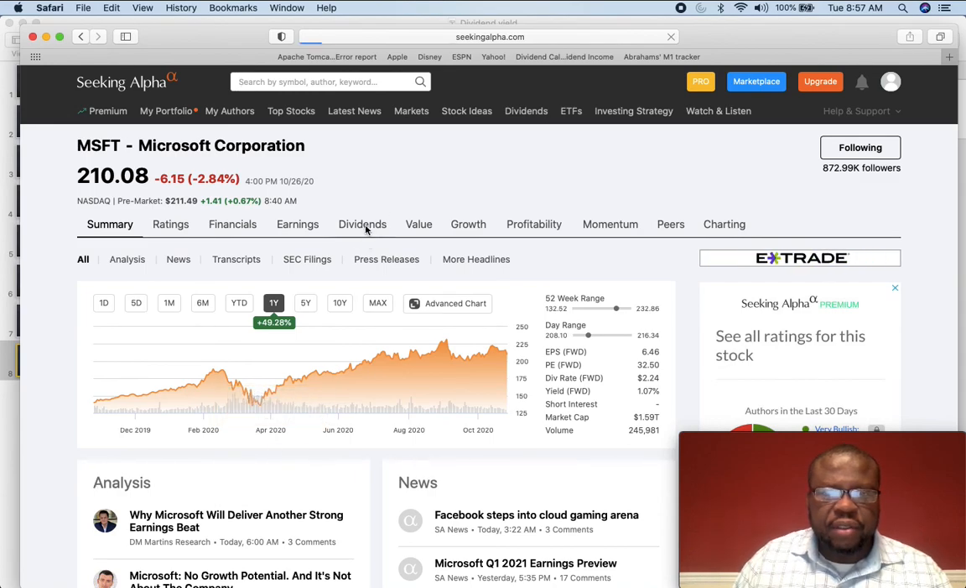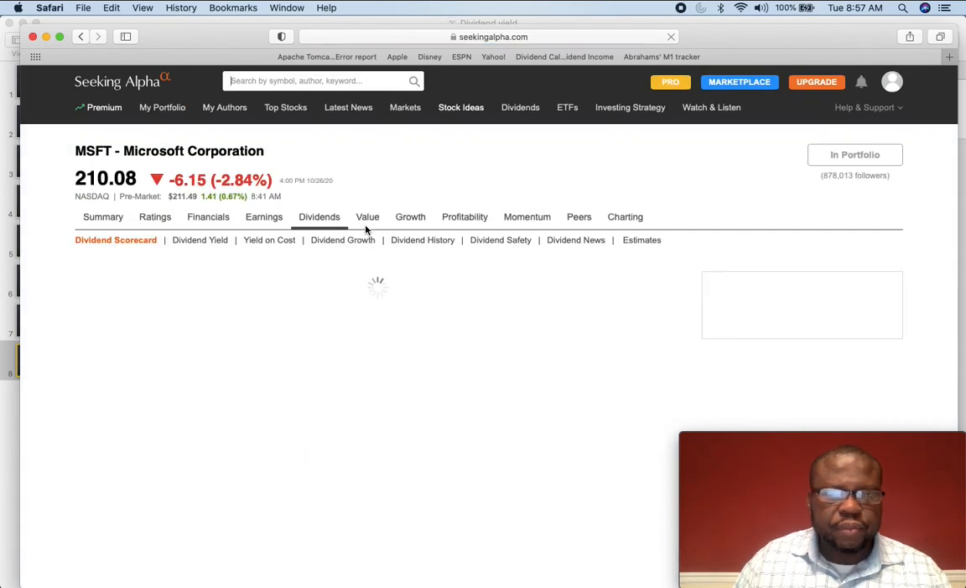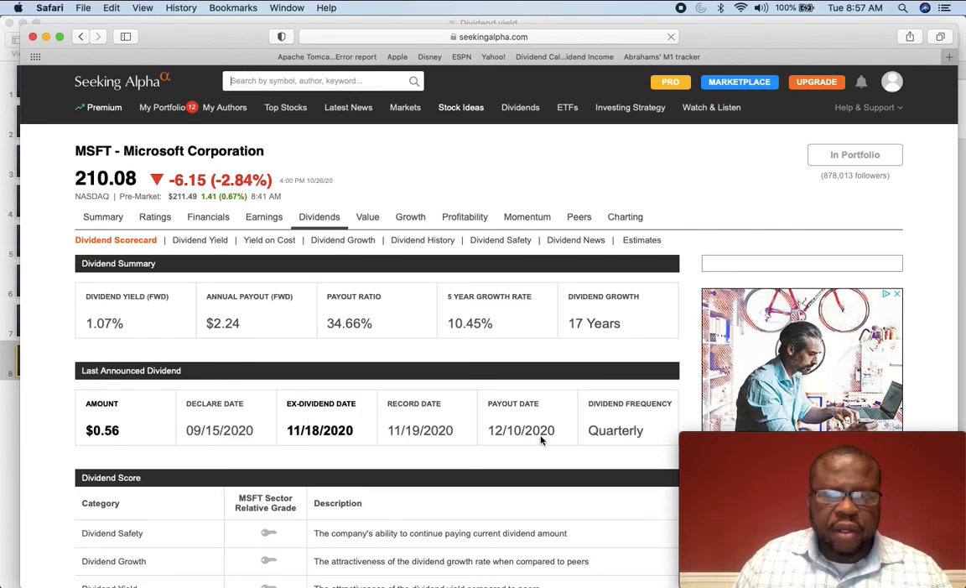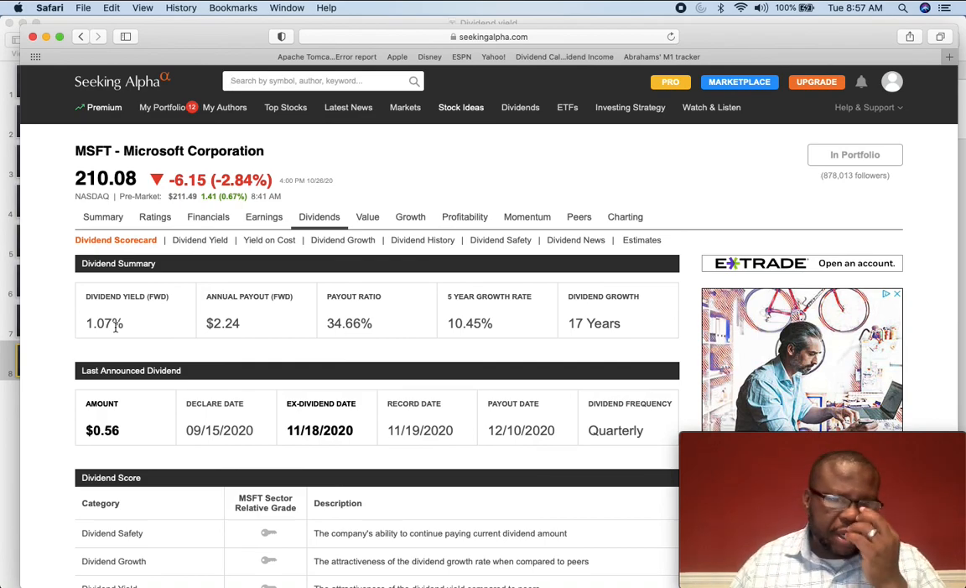Let's go to the dividends. They pay 56 cents per quarter, and annually, they pay $2.24. So you basically take this 56 cents, and because it's quarterly, you multiply by 4, and you get an annual payout of $2.24. And you take this annual dividend and divide it by the share price, which is $210.08, and you get about 1%. So a little over 1%, 1.07%.